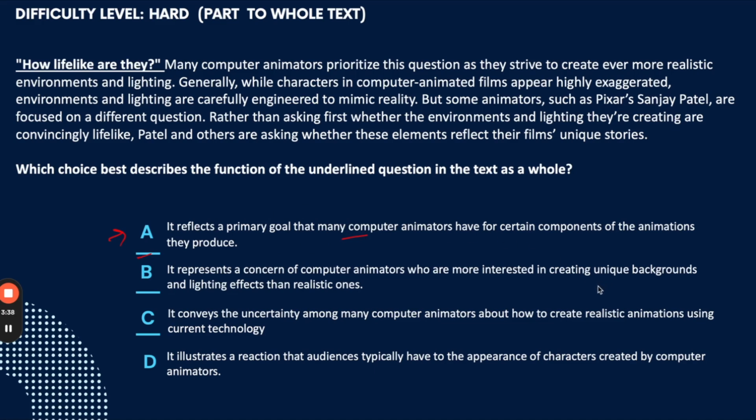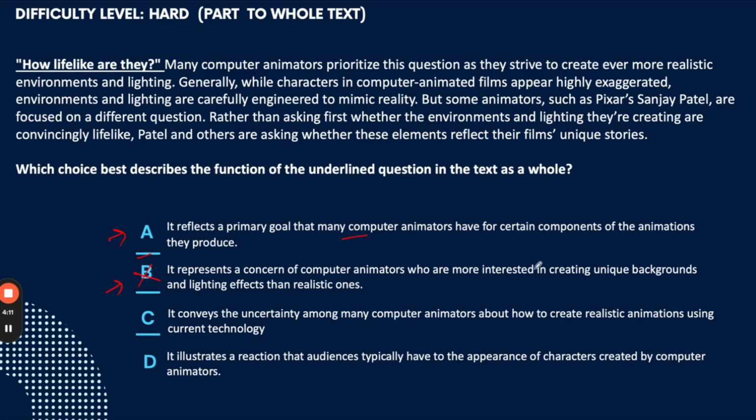Let's look at B now. It presents a concern of computer animators who are more interested in creating unique background and lighting effects than realistic ones. Now this underlying question refers to animators striving for realism, not those who focus on unique non-realistic effects. Animators like Sanjay Patel who focus on storytelling come later in the text, but they are not the ones prioritizing realism as reflected by the underlying question. So this is out because it is not relevant to the sentence that's underlined.